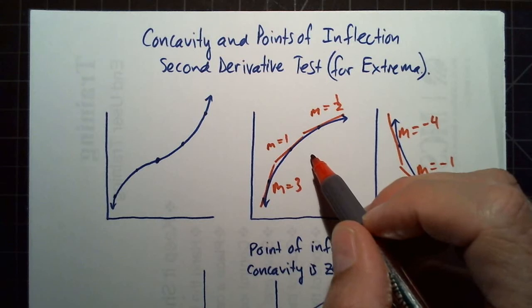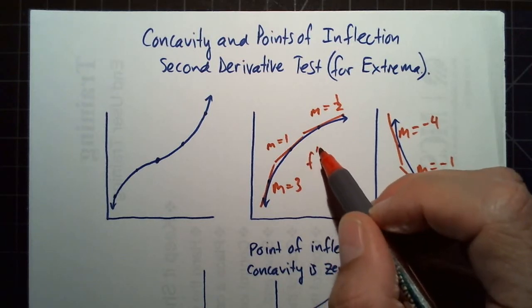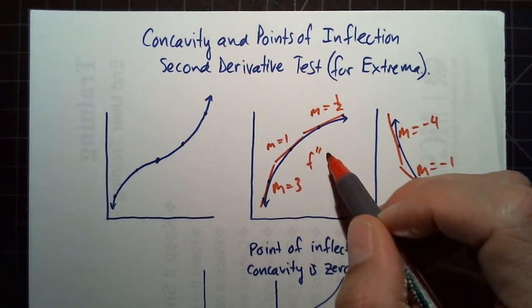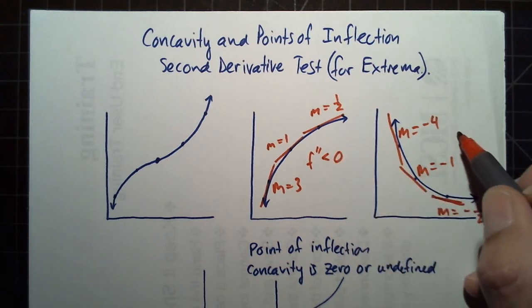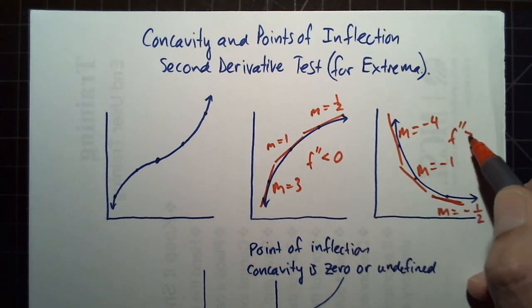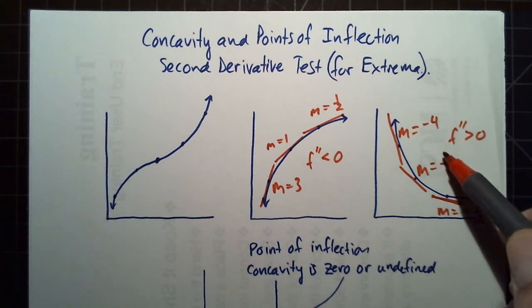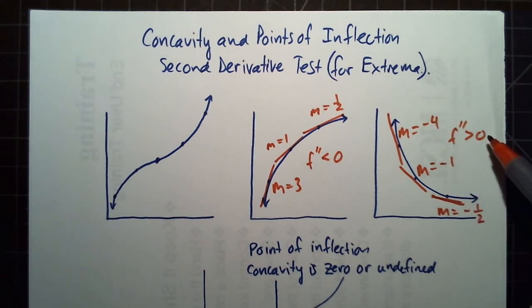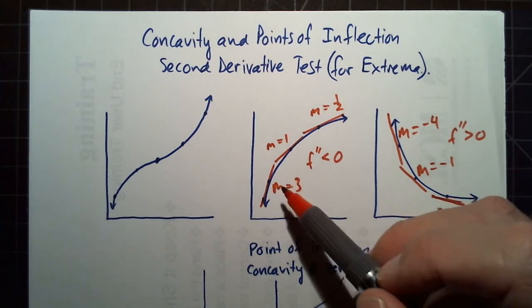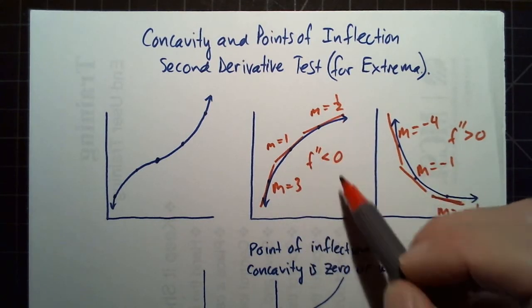In this graph the second derivative is negative. In this graph the second derivative is positive. The slopes are increasing, so the second derivative is positive. The slopes are decreasing, so the second derivative is negative.